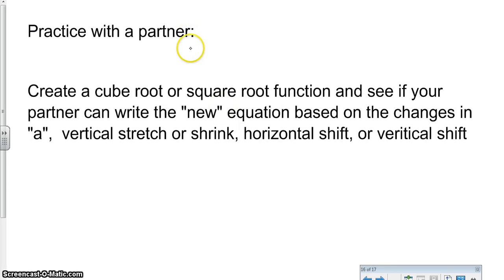All right, so time to practice with a partner. Create a cube root or square root function and see if your partner can write the new equation. This is going to be very important for tomorrow because tomorrow's classwork assignment is going to be turned into Miss Jones for a grade. You are going to use your parent functions and you're going to do some classwork with stretches, shrinks, and shifts and writing new equations.